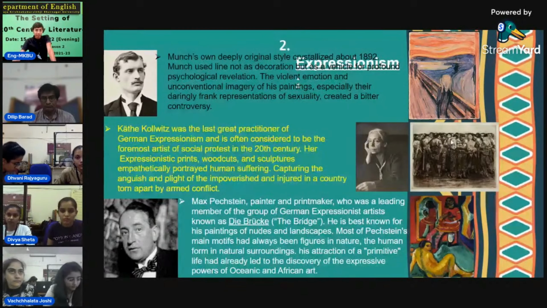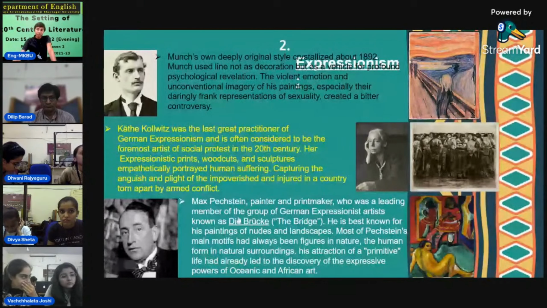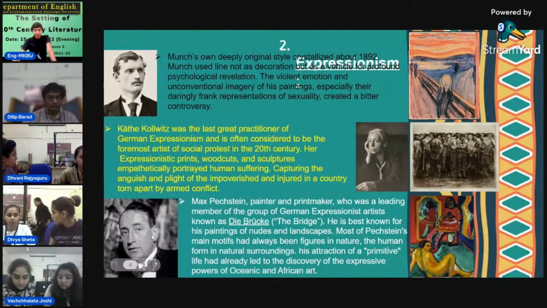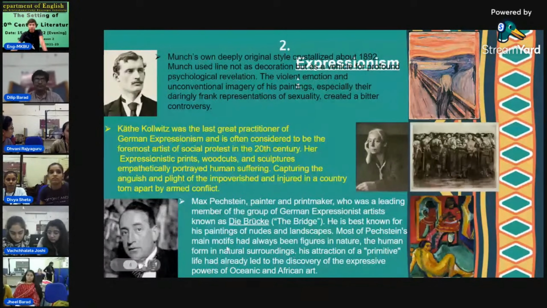And the third one is Max Pechstein, a painter and printmaker who was a leading member of the group of German expressionist artists known as Die Brücke. Well, in English it is translated as the bridge. So he was a prominent member of this group, and he is best known for his paintings of nudes and landscapes.